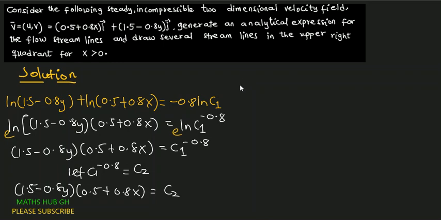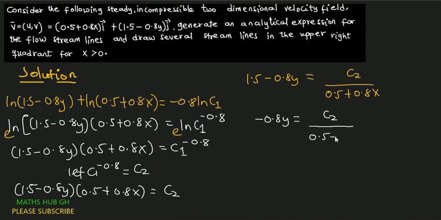Now what you are going to do is make y the subject. Let's look at how you are going to do this. I will divide both sides by 0.5 plus 0.8x. On the left hand side, you are just going to have 1.5 minus 0.8y, and on the right hand side, you have c2 divided by 0.5 plus 0.8x. Next, I'll take the 1.5 to the right hand side, so you're going to have minus 0.8y equals c2 divided by 0.5 plus 0.8x, minus 1.5.